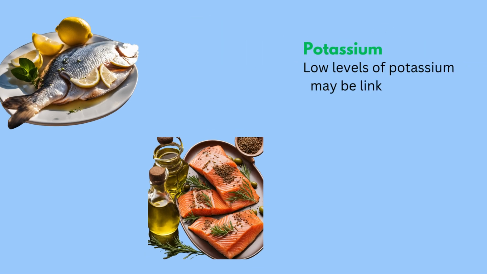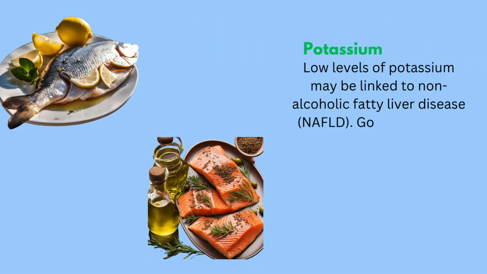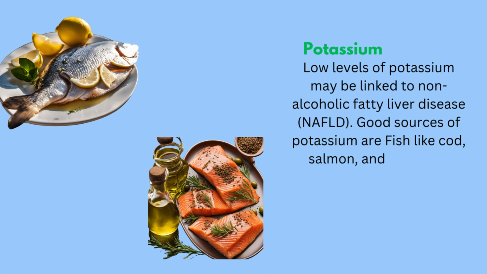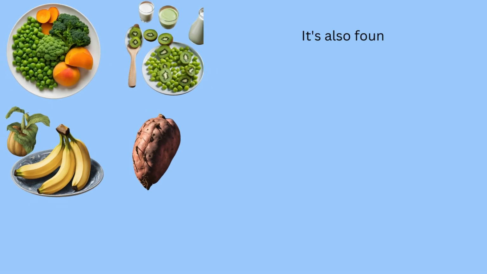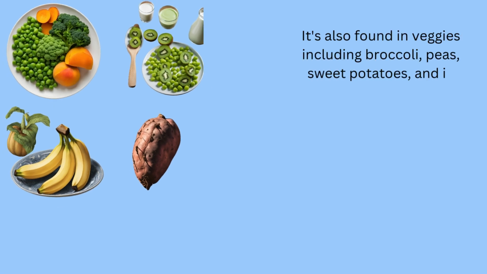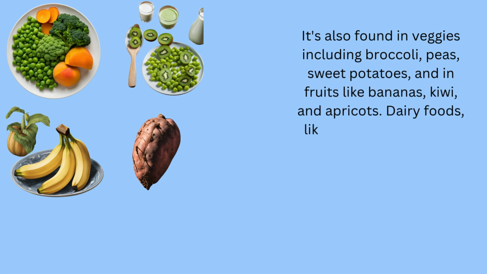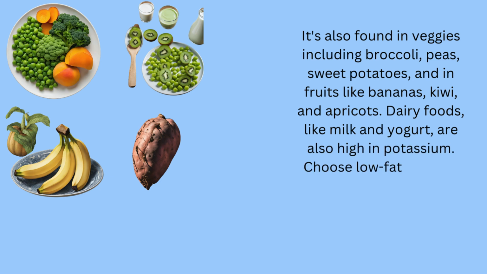Potassium. Low levels of potassium may be linked to non-alcoholic fatty liver disease, NAFLD. Good sources of potassium are fish like cod, salmon, and sardines. It's also found in veggies including broccoli, peas, sweet potatoes, and in fruits like bananas, kiwi, and apricots. Dairy food like milk and yogurt are also high in potassium. Choose low-fat options.